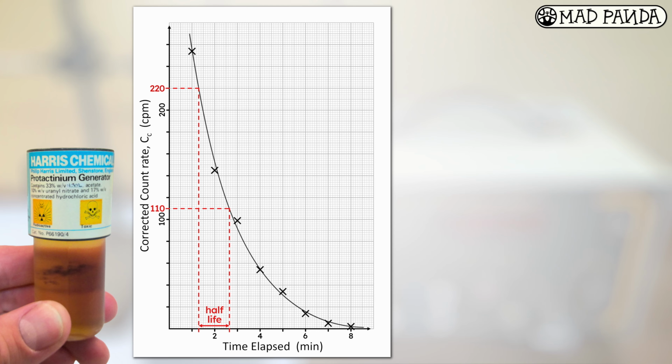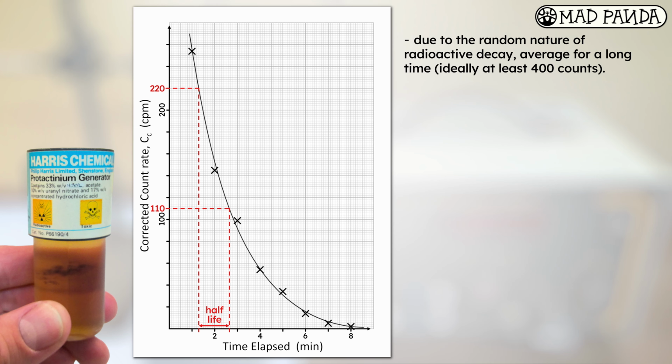And then just a few pointers in case you're ever asked to explain this methodology. Firstly, due to the random nature of radioactive decay, you want to average for a long time, ideally at least 400 counts. Unfortunately, because the protactinium has a very short half-life, we are precluded from doing that during the main part of the experiment, so we're only able to do that during the background count at the start and end of the experiment.